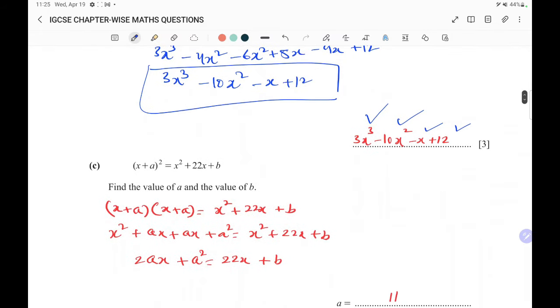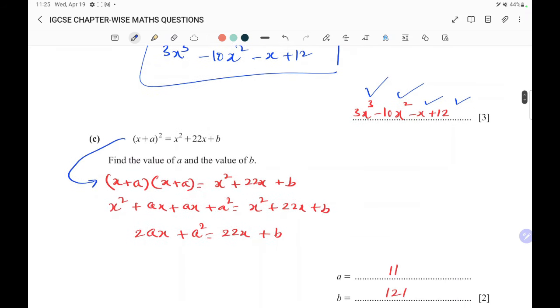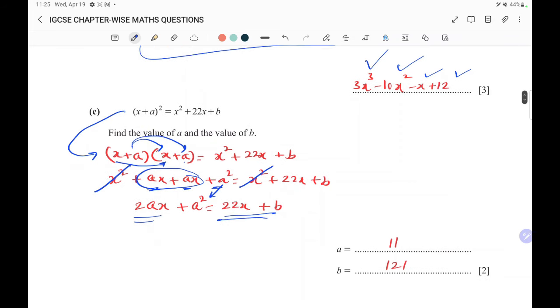Now here we have (x plus a) whole square equals x square plus 22x plus b. So just we need to expand it. (x plus a) whole square can be written as (x plus a) times (x plus a). So x times x, which is x squared, then x times a, which is ax, a times x, which is ax, a times a, which is a square. So now x square and x square we can cancel. This ax plus ax, that's 2ax, and then a square is here. And this is 22x plus b.